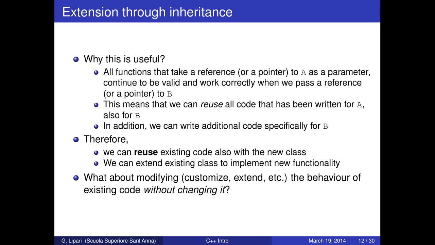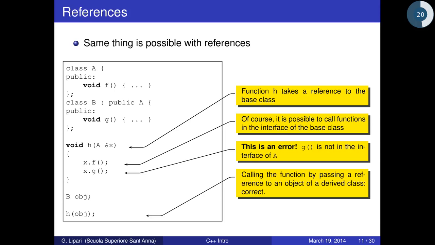In particular, all the code that uses references or pointers to A is going to work very well when we pass an object of type B instead of an object of type A. So you can reuse all the code that is valid for A also for B. And of course, you can also extend the existing class to implement a new functionality by adding new functions to B. So again, what I can reuse here is, of course, the code inside A.